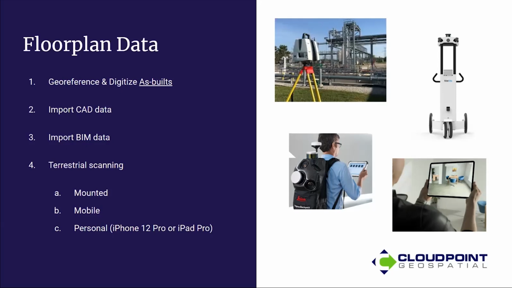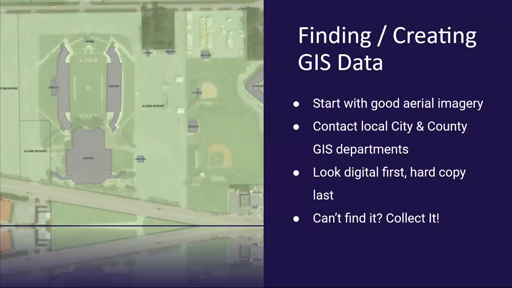But honestly, the most accurate way of producing indoor GIS data sets is through terrestrial scanning, and that's LiDAR scanning specifically, using lasers to measure very precisely where things are in the building and map the actual environment in place. There are multiple ways of doing this, and we'll talk about that in the next slide.